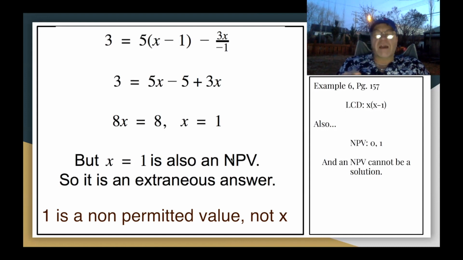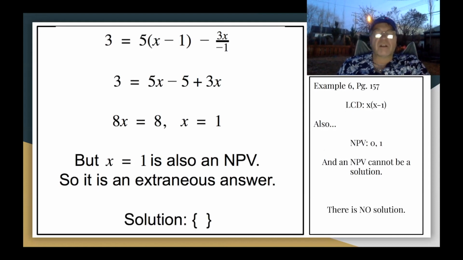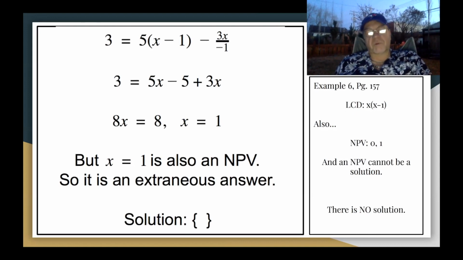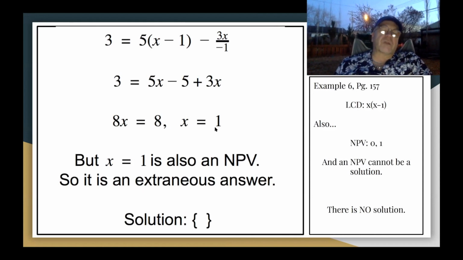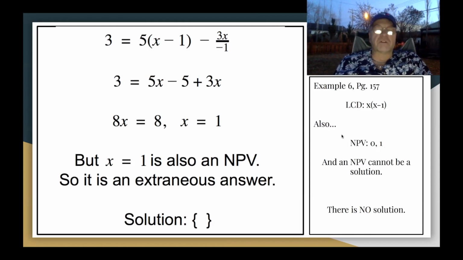If the answer you get is not permitted, because it would make the full equation blow up because of the divide by 0 error, that is, if the only answer is not permitted, well, it turns out there is no answer. And the solution is an empty set. It's a null set. And you describe it like that. So there is no solution to this particular question. We call this an extraneous answer. It looks like it's an answer, but it is not permitted because of the divide by 0 restriction from the original equation.